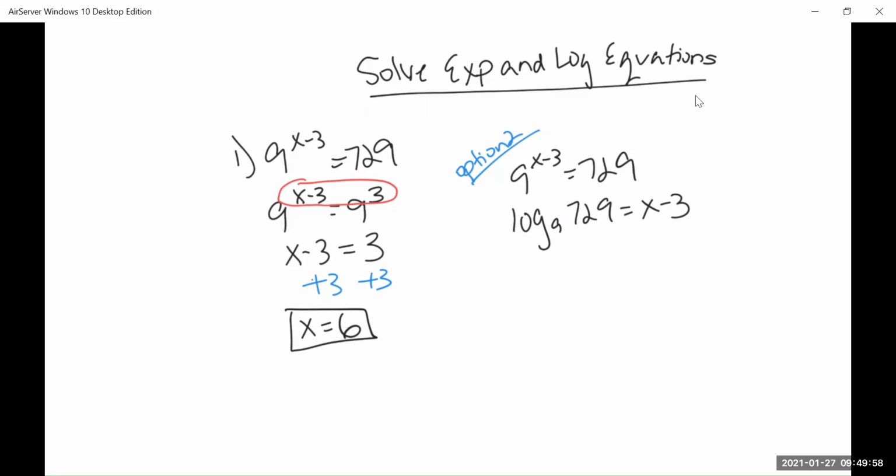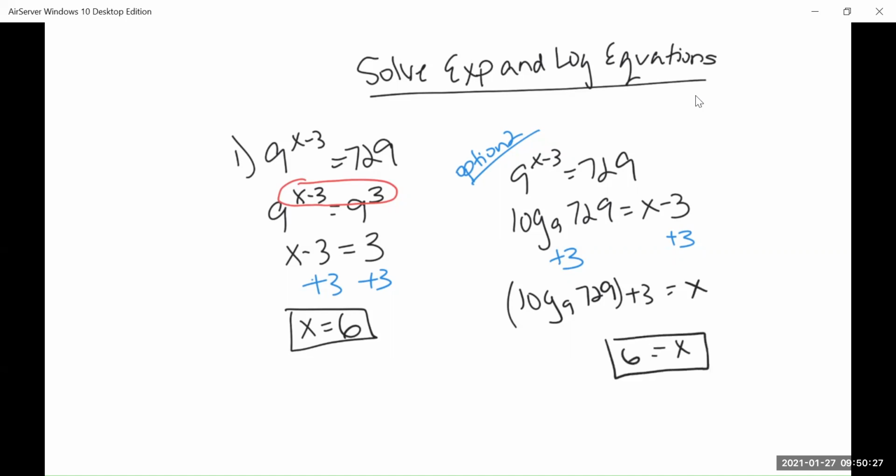And then I can just isolate the x. How do I isolate the x? I can add 3 to both sides. So I have log base 9, 729. Again, you are not adding 3 to the 729. You have to add it on the outside. Remember, log is a mathematical operation being applied to 729. And again, you can put this in your calculator and you should still end up with 6. So again, if your brain doesn't think of the base and the exponent, again, you can try to change it to log form. Either way, x equals 6.